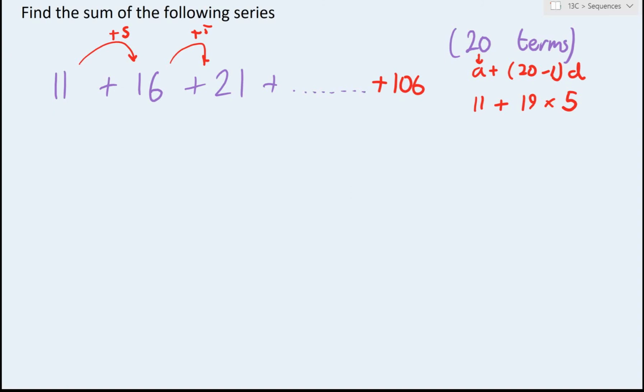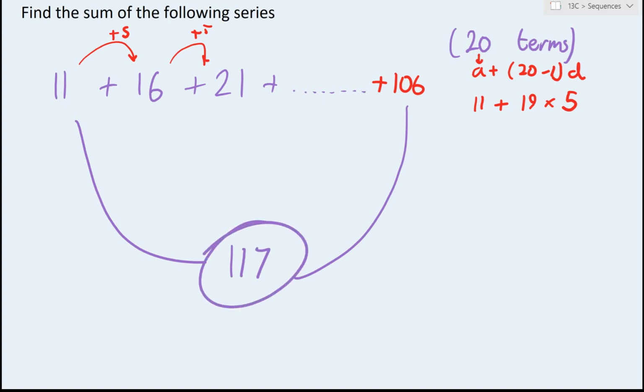So now the exact same trick as before. I've now got the last term. That means I can now work out what each of the pairs add up to. Adding these together, I know that every single pair is going to be 117. I could work out more terms here, but I don't need to. So each pair is 117. We had 20 terms. That means we would have had 10 pairs. So therefore, that sum will be 1,170.